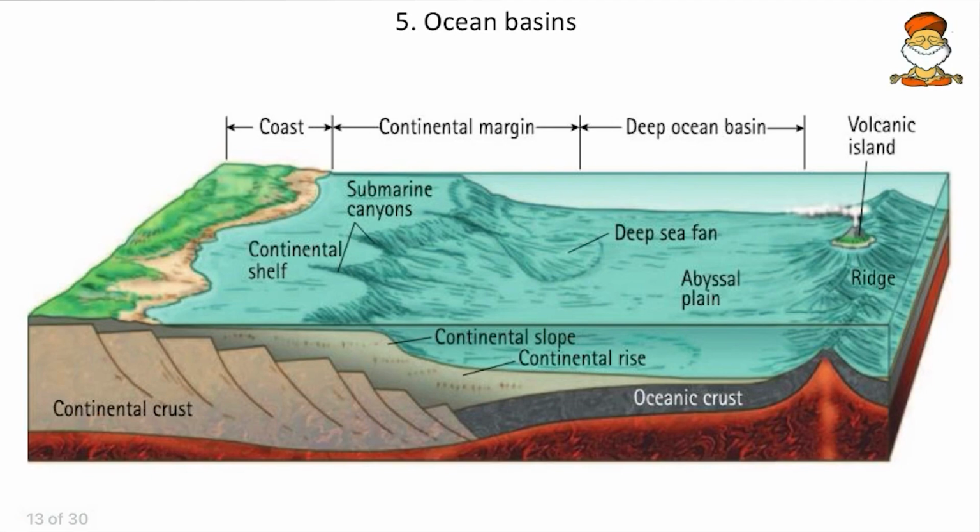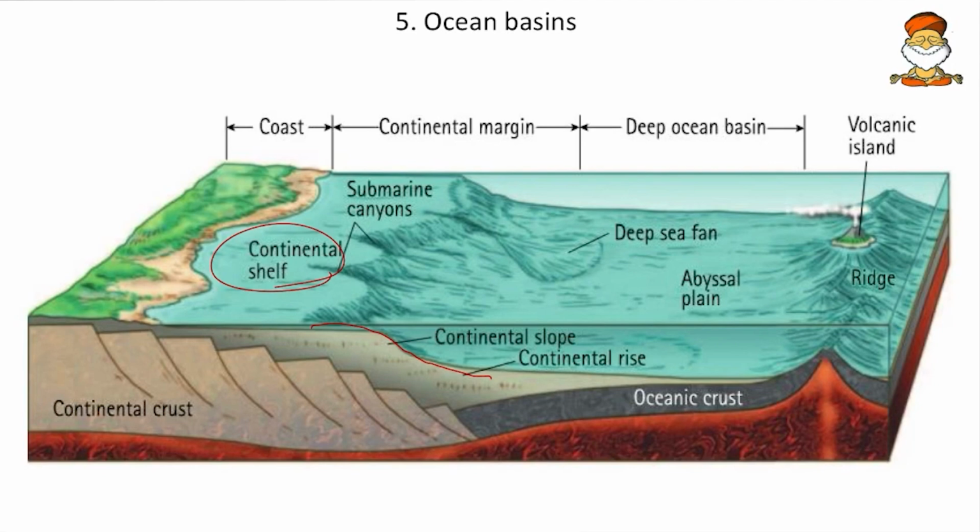Then come to next, the ocean basins. Commonly the ocean has several types of topographies. So we discuss from the land. As and when we move down, here we will get the continental shelf. That will not have so much depth. And then after the continental shelf, we have the continental slope. So the slope starts and the depth increases.